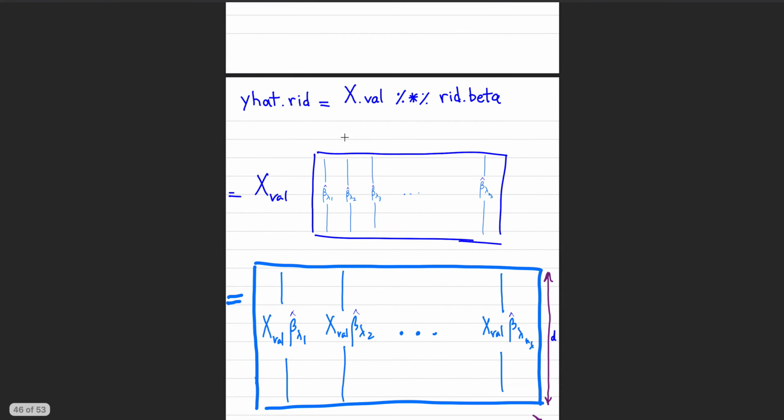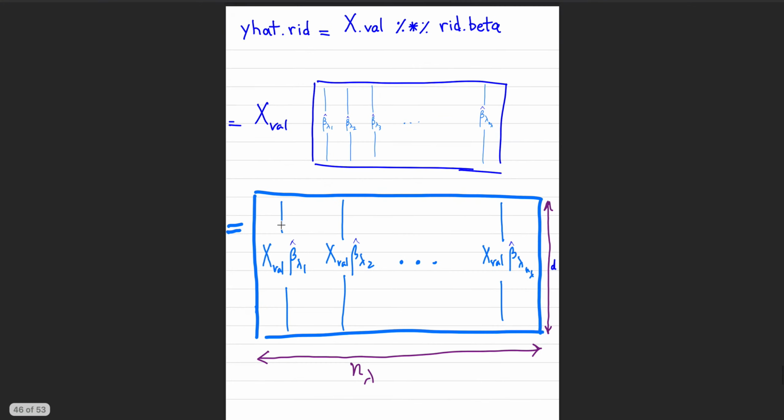Okay, and then how do we get a prediction for the validation set? We just multiply the ridge beta. Remember, the ridge beta is a matrix where each column corresponds to one of the lambdas. So when you multiply it by x validation, you will have a matrix where each column is x val times the first beta, the beta corresponding to the first lambda. So here you have the prediction for the validation data set for lambda 1. And then here you have it for lambda 2. And then here you have it for lambda n lambda.